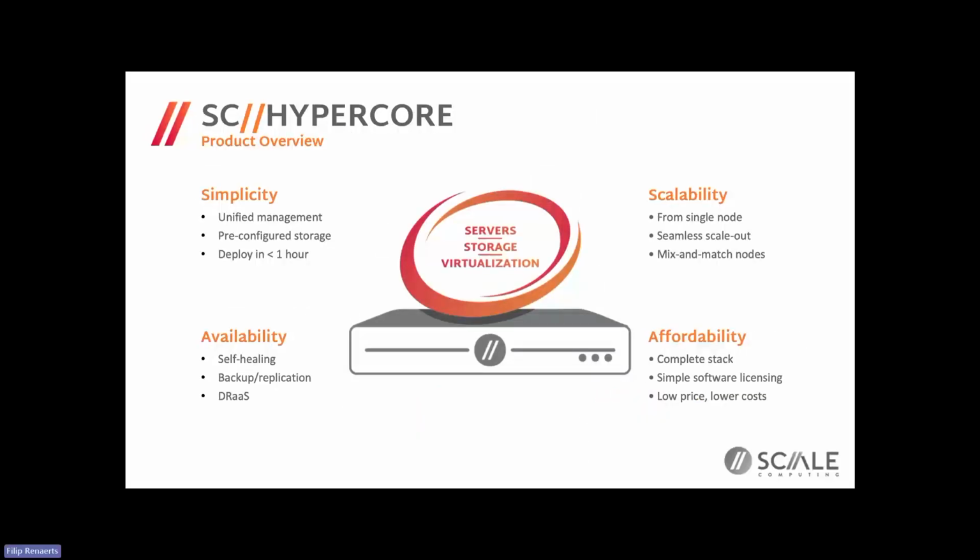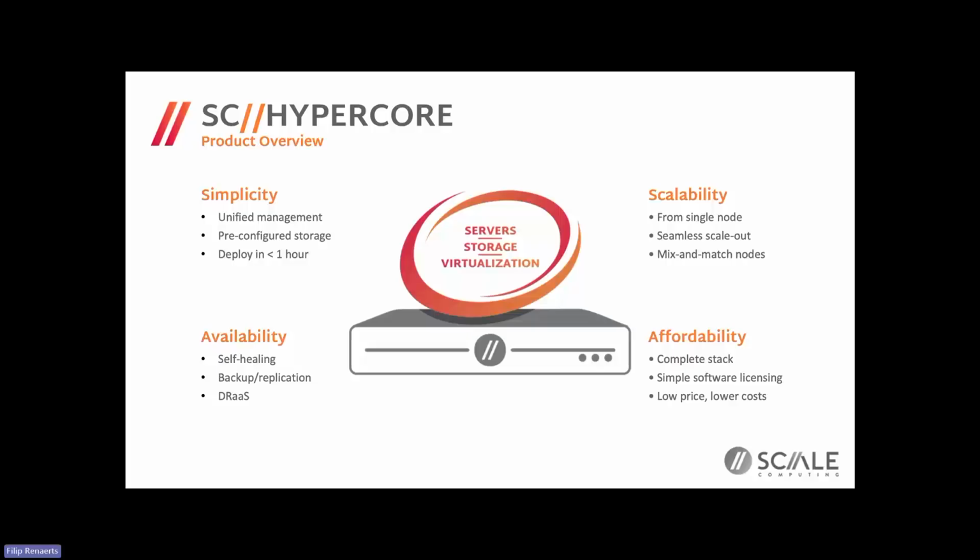So looking at 4 of the pillars. So first of all, we have that simplicity. So you have one unified management layer, storage part included. So there's not an additional storage layer. It's pre-configured, and you can deploy that in under 1 hour. So you can say that Scale Computing is basically the iPhone of hyperconverged, because it's so easy and user-friendly to use.